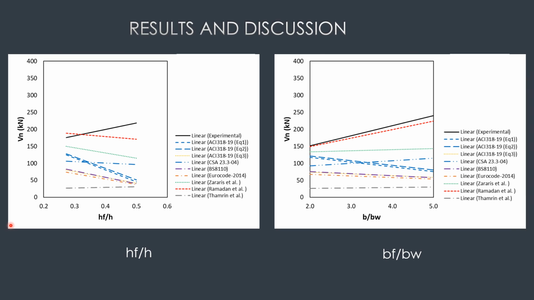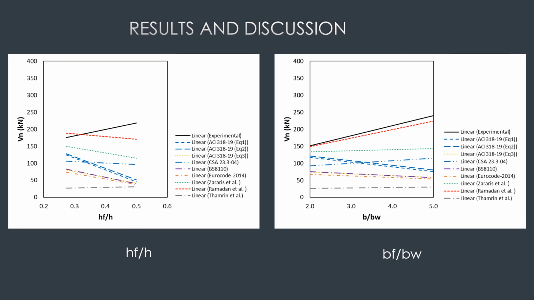One explanation could be that the design guidelines do not include hf in their equations, and therefore the predicted capacity was solely based on height of the member. On the right hand, we can see from the experimental line that also as the ratio of the flange width to the web width increases, the shear capacity also increases. The only equation that was close to the experimental line was by Ramadan et al., as its equations include the effect of the size of the flange and the shear reinforcement in the flange.